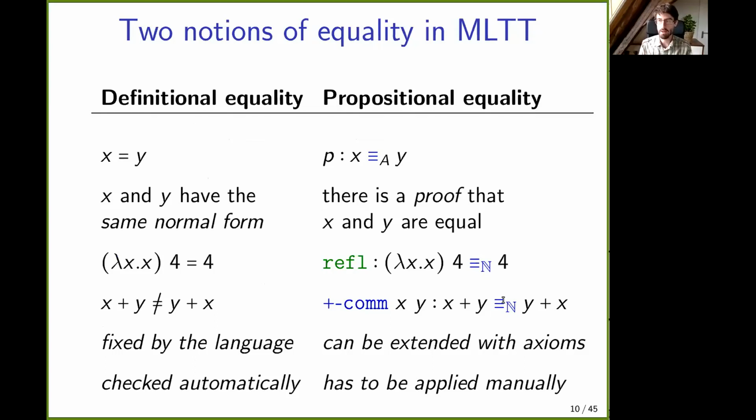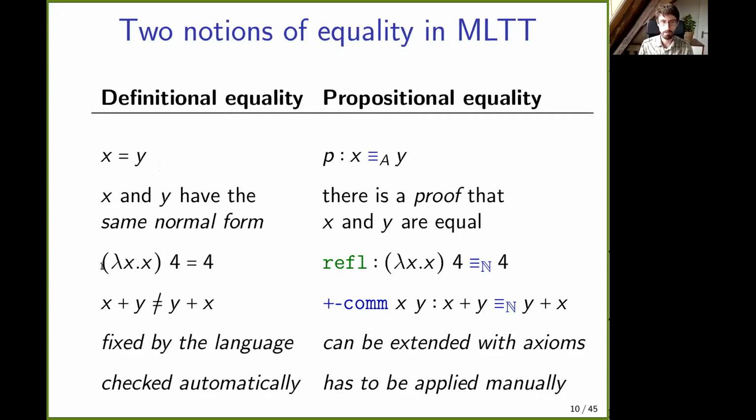And to understand what the problem is exactly, I have to talk a bit more about the two different notions of equality that we have in dependent type theory. That's often a point of confusion to newcomers, but we have two notions of equality, which are definitional equality and propositional equality. So let me start with definitional equality, which we write with the equals sign here. What does that mean? That means that x and y are definitionally equal if they have the same normal form, so they compute to syntactically the same expression.